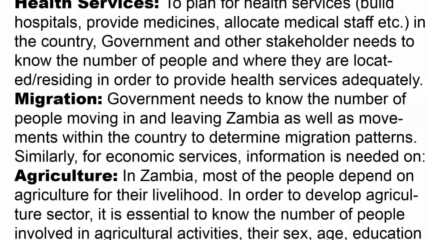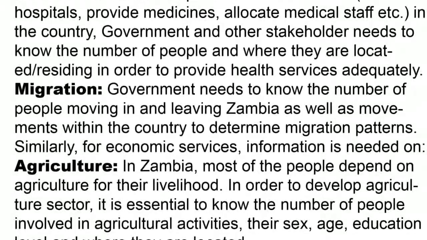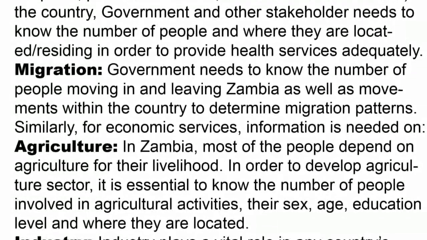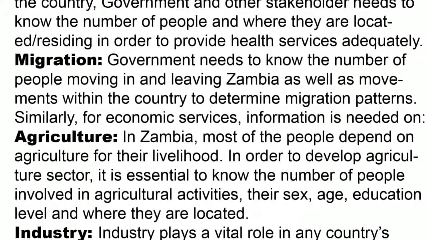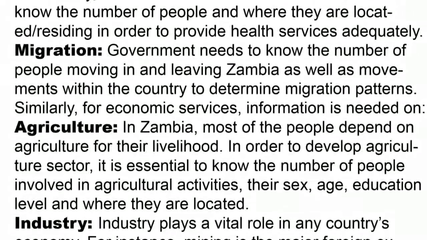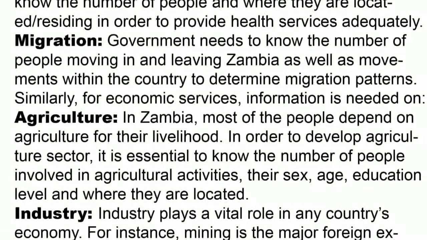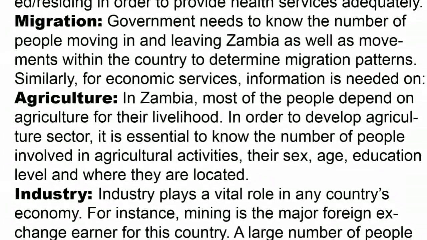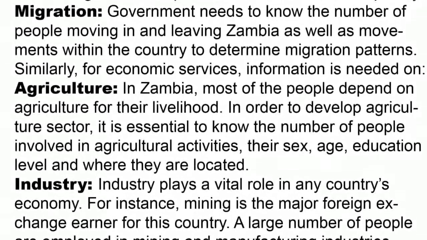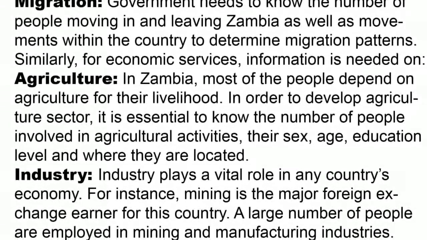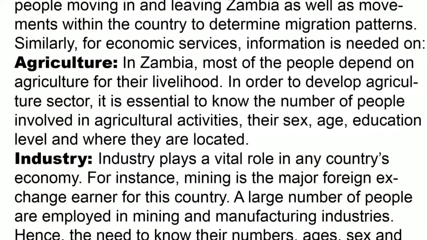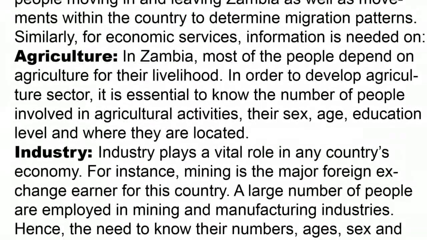Number 5, migration. Government needs to know the number of people moving in and leaving Zambia, as well as movements within the country to determine migration patterns. Similarly, for economic services, information is needed on agriculture. In Zambia, most of the people depend on agriculture for their livelihood.